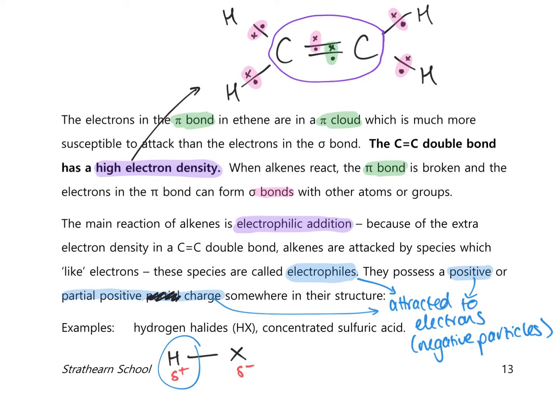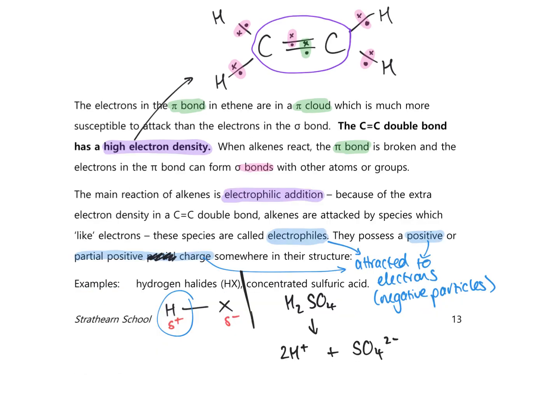Then you've got things like concentrated sulfuric acid, which has the formula H2SO4, but that will break down into hydrogen ions and sulfate ions, and again these hydrogen ions will be our electrophile because they contain a full positive charge and they will again be attracted to this region of high electron density in our carbon-carbon double bond where we have 2 electron pairs. So molecules like this can approach the carbon-carbon double bond and attack it, in other words react with it. And as we said previously, what will happen is the electrons from the pi bond will break and form sigma bonds with these electrophiles. So examples like hydrogen halides and concentrated sulfuric acid.